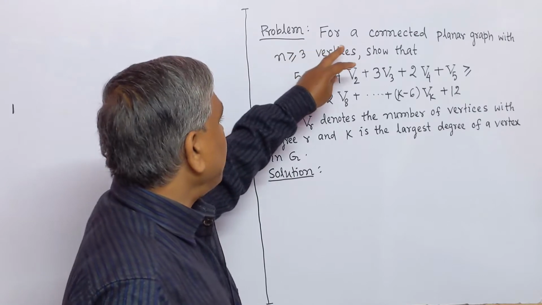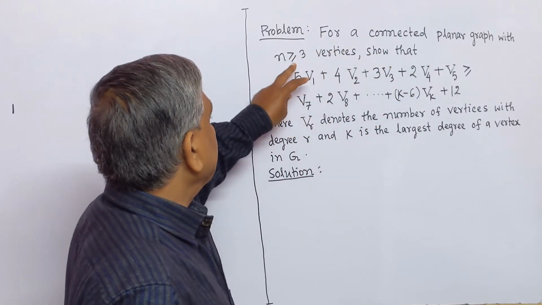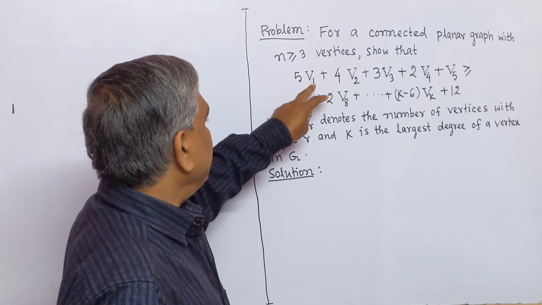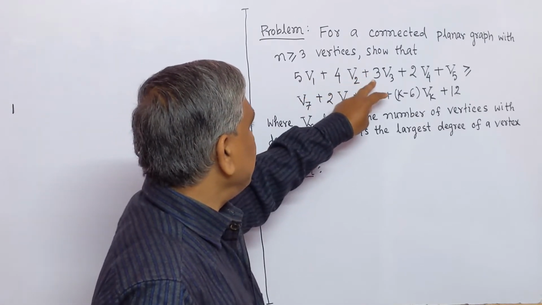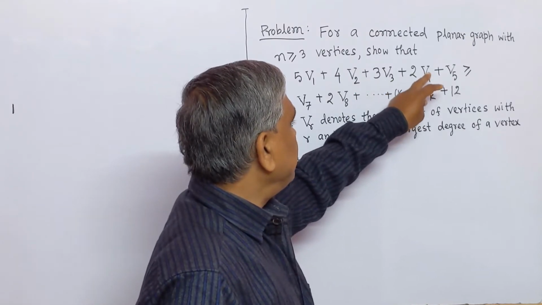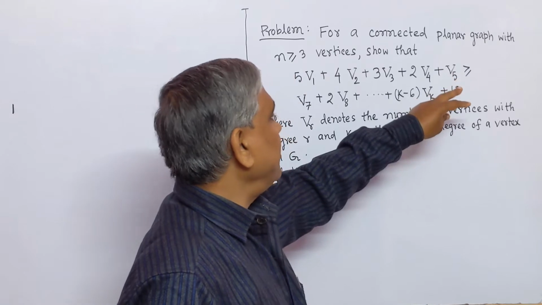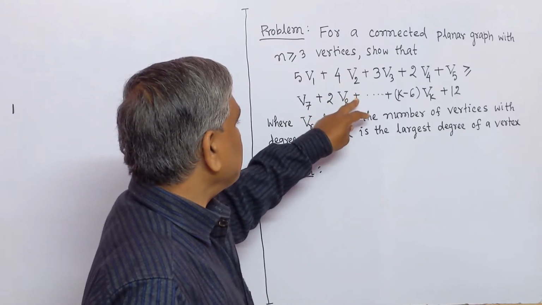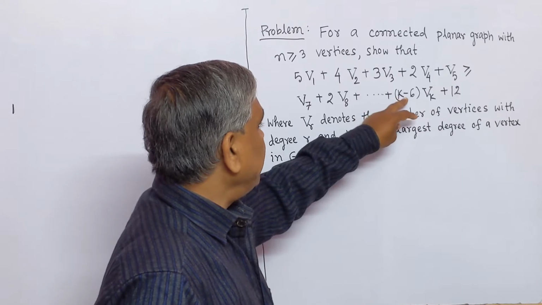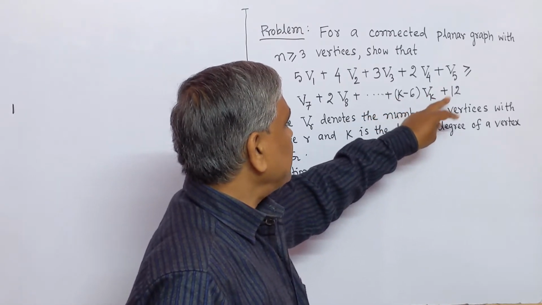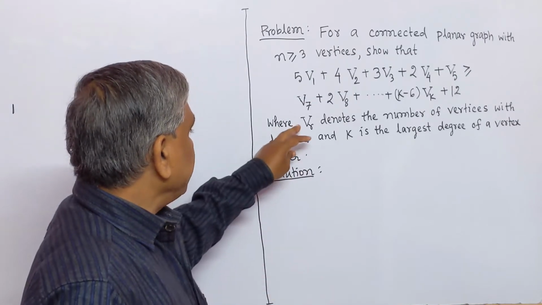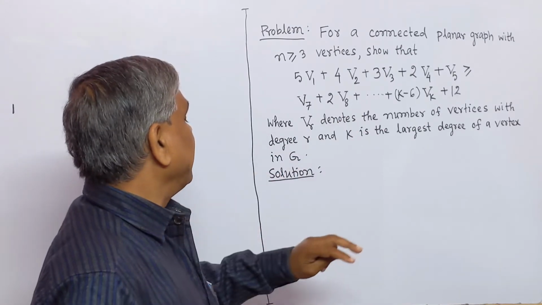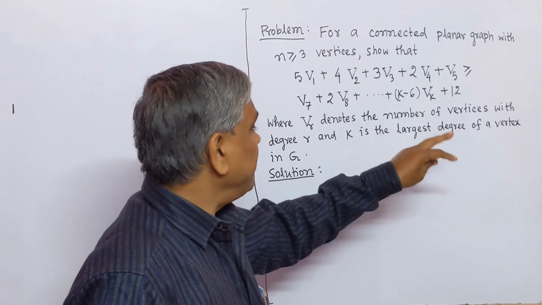The problem is: for a connected planar graph with n greater than or equal to 3 vertices, show that 5V1 + 4V2 + 3V3 + 2V4 + V5 is greater than or equal to V7 + 2V8 + ... + (k-6)Vk + 12, where Vr denotes the number of vertices with degree r and k is the largest degree of a vertex in G.